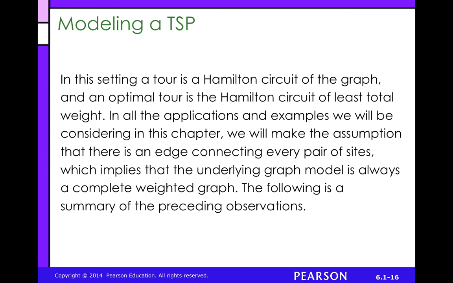In this setting, a tour is a Hamilton circuit of a graph, as opposed to an Euler circuit. So what is a Hamilton circuit? We're going to get to this later, but a Hamilton circuit is simply a path that starts and ends at the same spot, because it is a circuit. A Hamilton circuit is a path that starts and ends at the same place, such that you visit each vertex exactly once, except for the vertex you end at. You start and end at the same spot, so I suppose technically you're visiting that vertex twice.